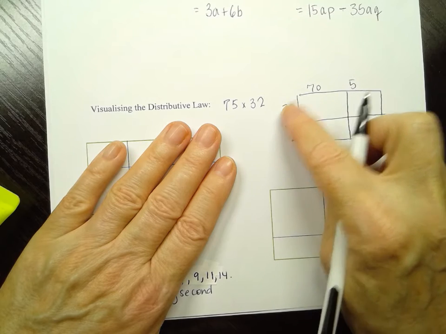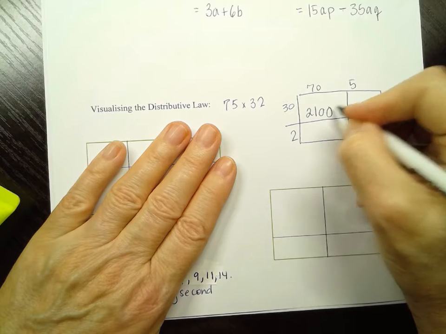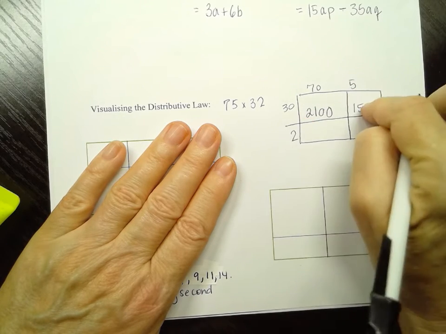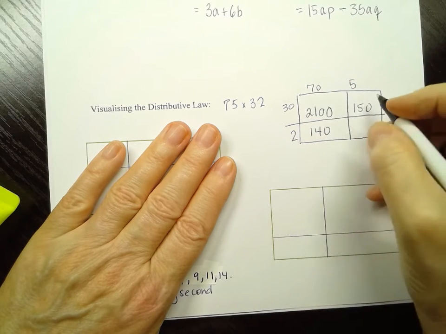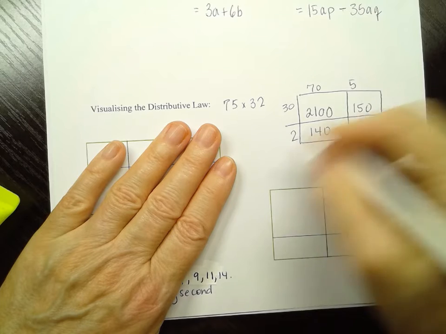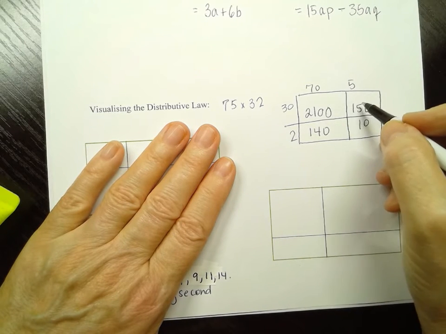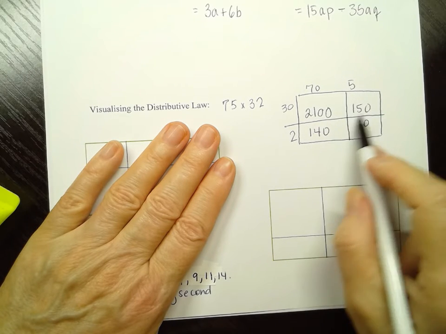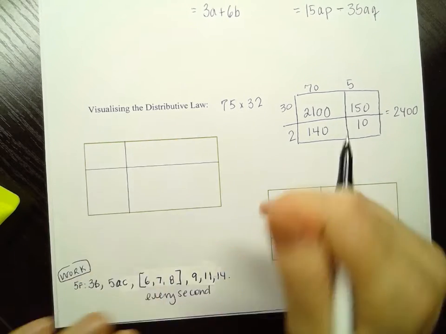And we said, okay, 7 times 3 is 21, and I have 2 zeros to put on. And 5 times 30 is 5 times 3, and 1 zero to put on. 70 times 2 is 140, and 5 times 2 is 10. And then we added all those numbers up. We were doing the distributive property. And when we added the numbers up, what did we get? 2240, 2390, 2400.